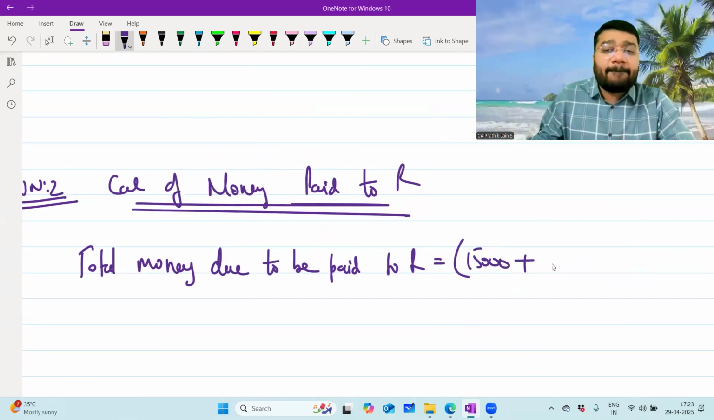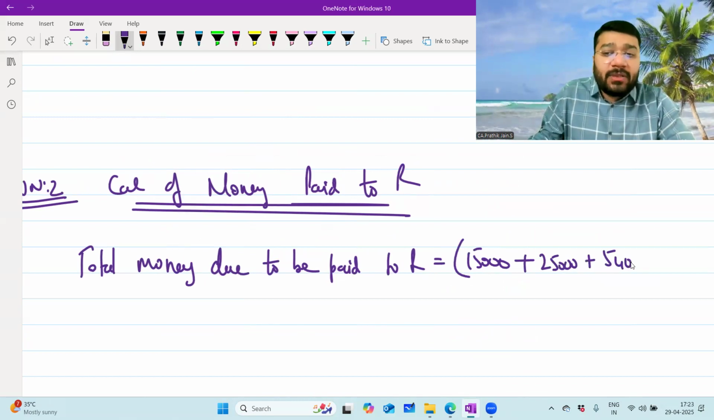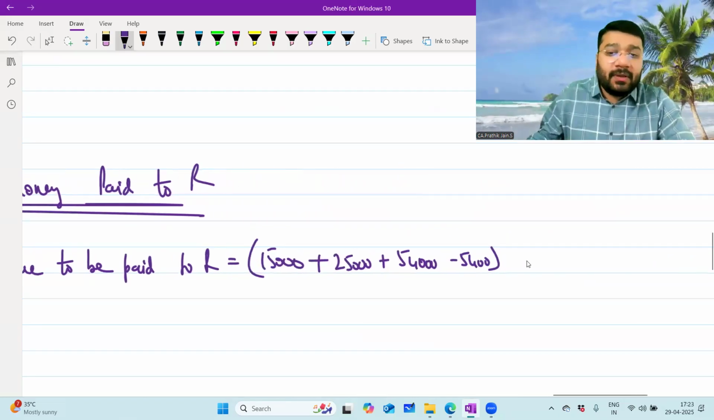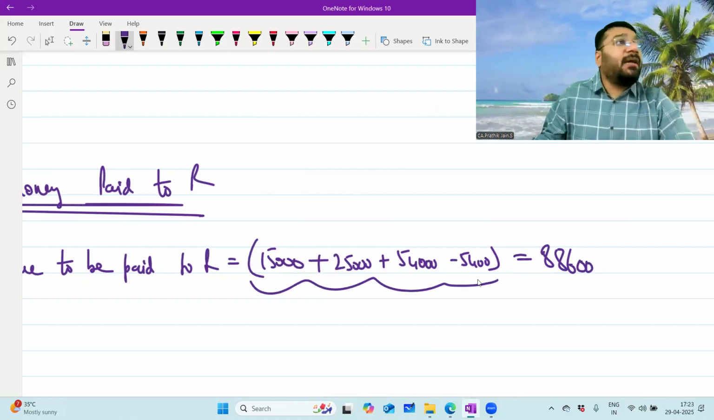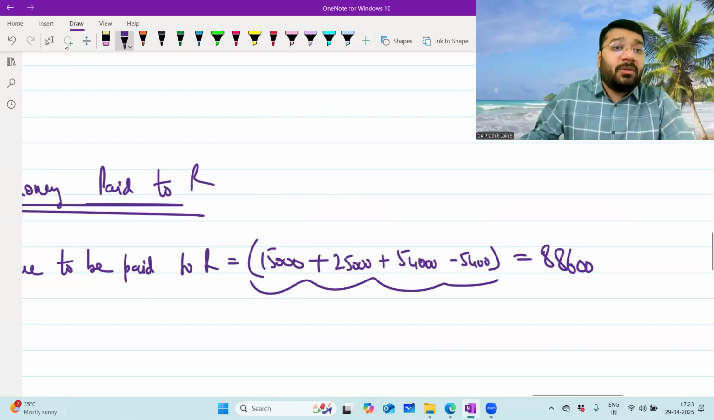In bracket 15,000, I'm writing for your knowledge, in exam not required. 15,000 plus 25,000 plus 54,000 minus 5,400. So how much money was due? 88,600. This no need to show in exam and waste time. This is done. So tomorrow when you revise, it becomes easy to understand.